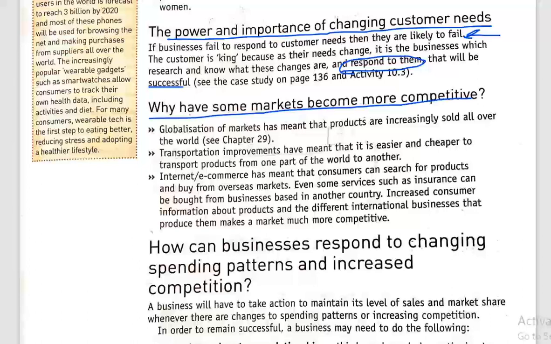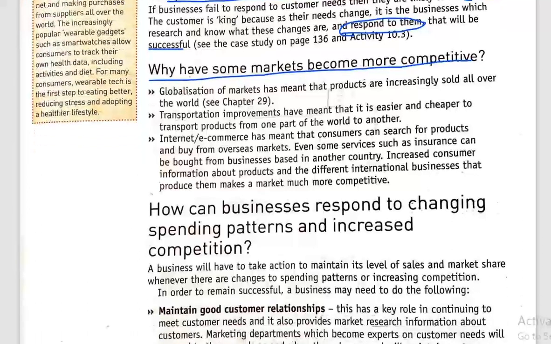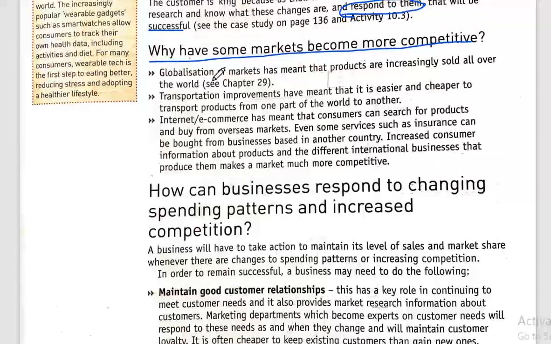Why have some markets become more competitive? A lot of markets become more competitive, or we see a lot of competitors in the same markets. We have several reasons, and the main reason is the globalization of markets, which means that products are increasingly sold all over the world. We see that we have different products in a lot of countries, and it's called globalization. Also, transportation has improved, and it's now easier and cheaper to transport products from one place to another. That's why it's more competitive, because we have this new transportation improvement.